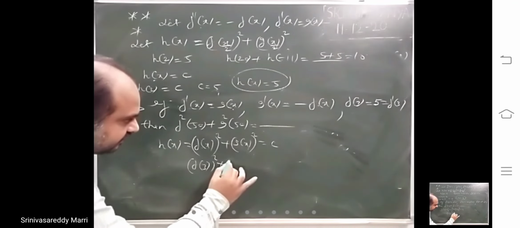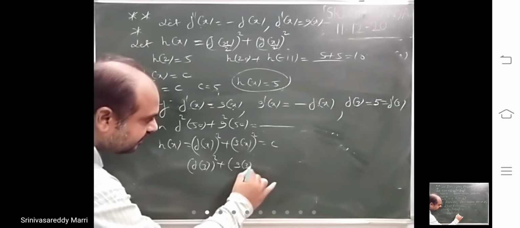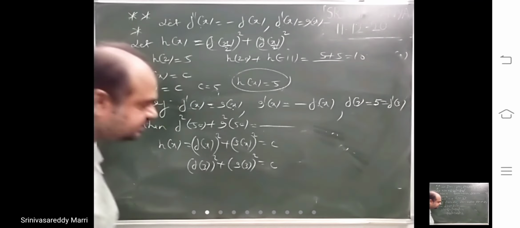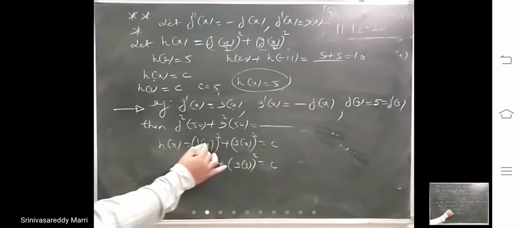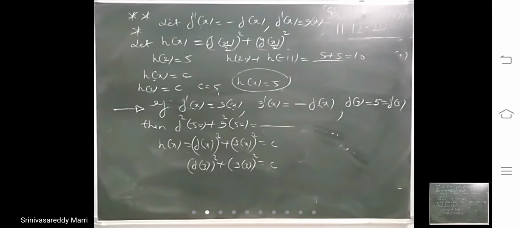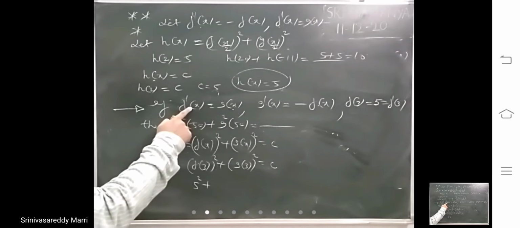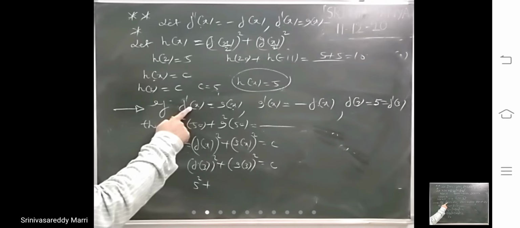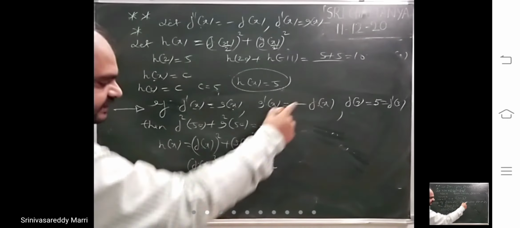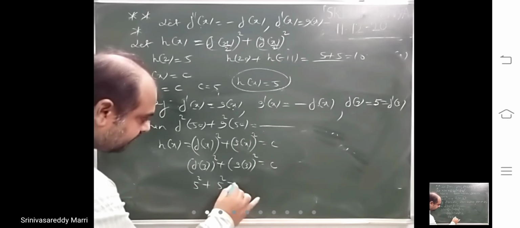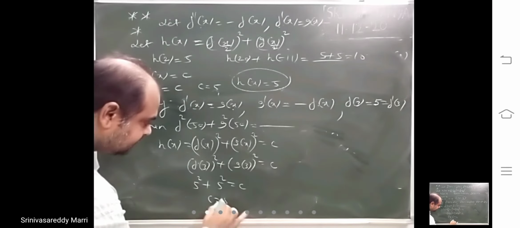f of 3 whole square plus g of 3 whole square equal to c. I have substituted x equal 3. That means f of 3 is what? f of 3 is 5 square, plus g of 3 is what? g of 3 is f dash 3, that is given 5. So that means C is what?